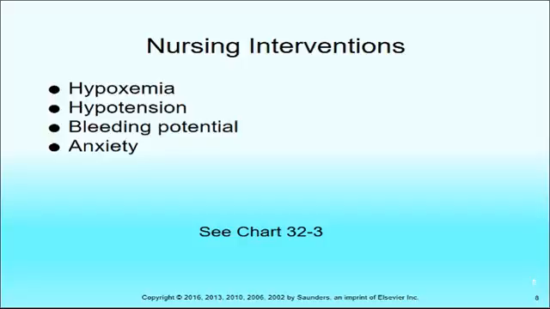One I didn't put on here is neurological. You're assessing because they can have a chance of internal bleeding, so you're checking for signs of bleeding intracranially, or if they've thrown another clot to the brain. So you're doing your neuro checks, checking for headaches, all that sort of thing.